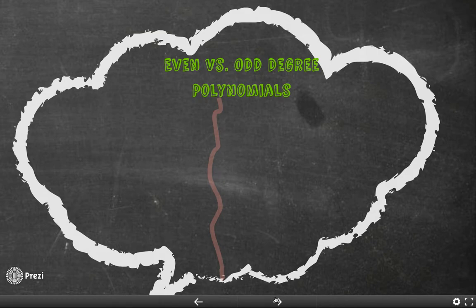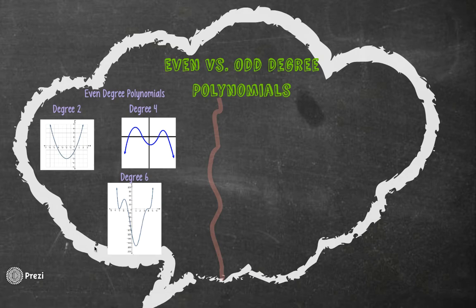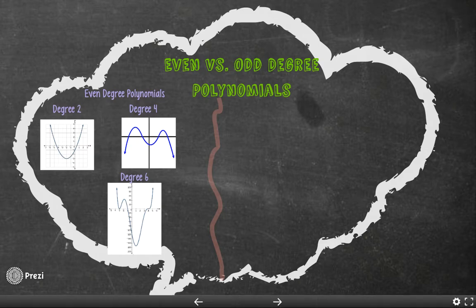Okay, so before we talk about some new features about our polynomial functions, we need to freshen up on what even degree functions and odd degree functions look like. So let's take a look at some of these. These are even degree functions. We have a degree 2 graph, which is a parabola, a degree 4 graph, so we got a quartic function, and a degree 6 graph. So let's think about some things that are in common between all the graphs. Take a second, think about what is in common between all three of these graphs.